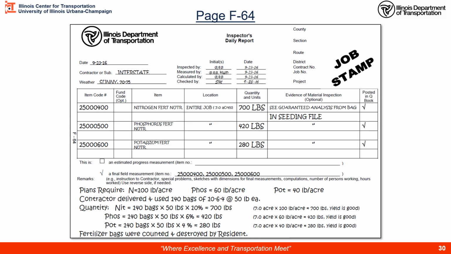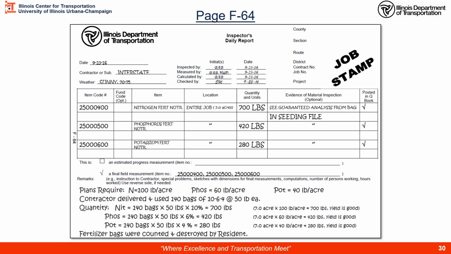Let's talk about another pound item, and that's nutrients, fertilizer. Here we have an IDR, which is found on page F64 of the doc guide. Header information, as usual, job stamp, those sorts of things. And then we have our pay codes. And we pay for nutrients by each nutrient. It does not come out that way necessarily in the bags. If you have bags being supplied, you have to do a little calculation to determine the actual nutrient, because we pay for the nutrient actually being applied to the job.